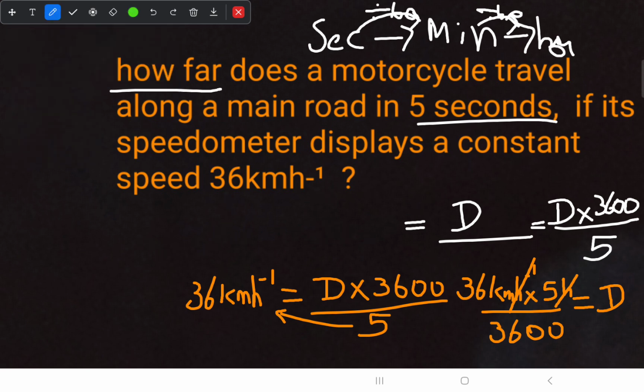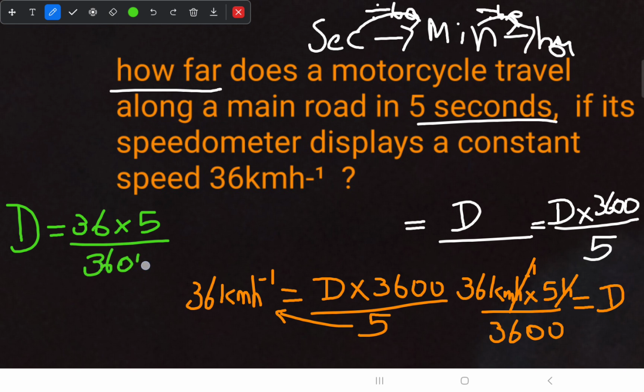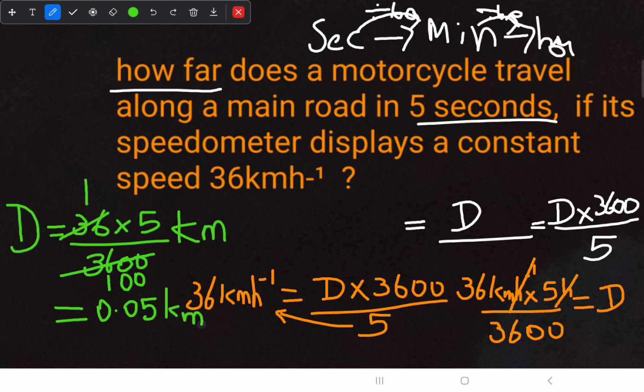Okay, for that, D equals 36 into 5 upon 3600 kilometers. You can simplify this: 36 and 36 cancel, leaving 5 divided by 100, which is 0.05 kilometers. It's enough to keep your answer in kilometers.